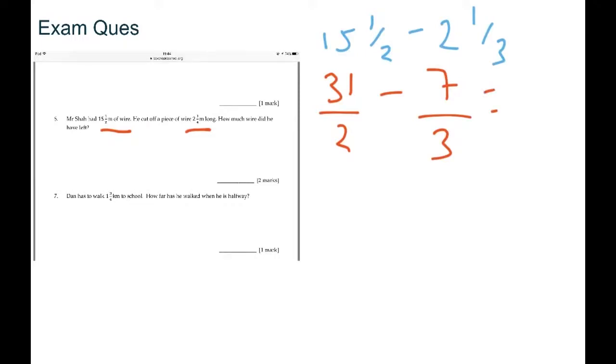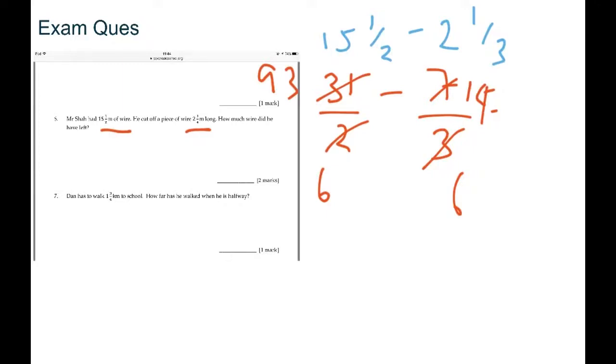Well, how do we do that? We know how to subtract fractions. We need a common denominator. So what did 2 and 3 both go into? Well, they both go into 6. 2 times 3 is 6. So if I multiply the bottom by 3 and multiply the top by 3, what's 31 times 3? Well, it's 93. In the other fraction then, 3 times what is 6? 3 times 2 is 6. So do the same thing at the top. 7 times 2 is 14. So what is 93 minus 14?